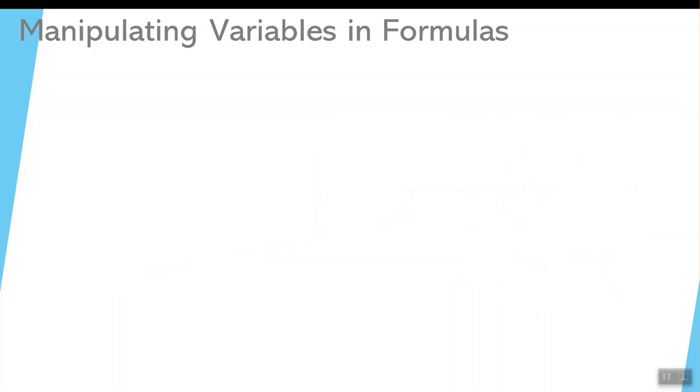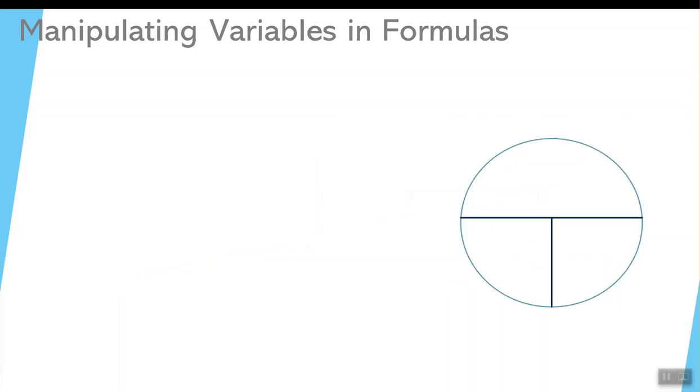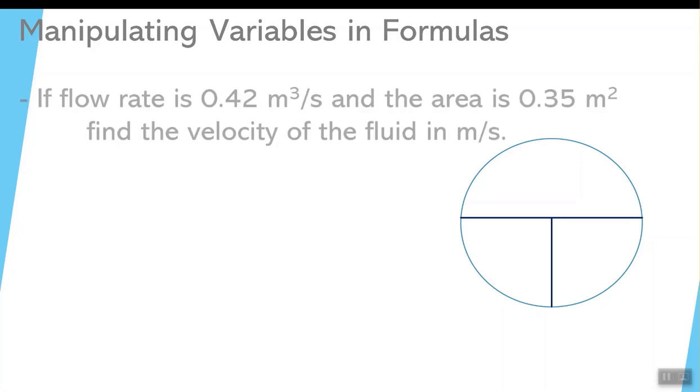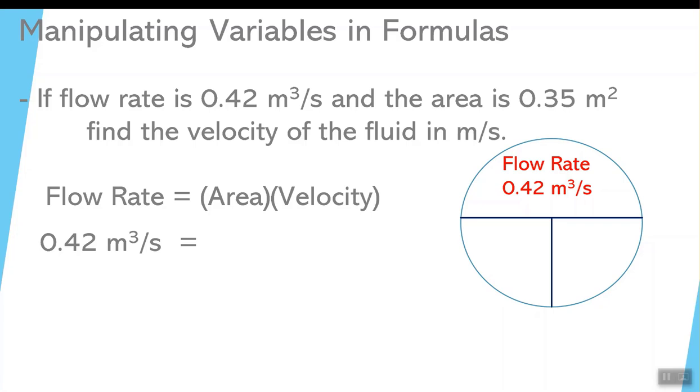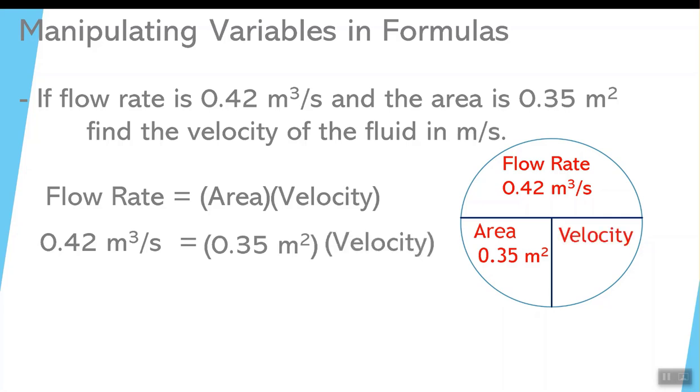So let's apply that same question that we had earlier. Let's apply it into this pie. So if flow rate is 0.42 meters cubed per second and the area is 0.35 meters squared, find the velocity. So again, we put the answer on the top. The flow rate is what the answer is supposed to be. And then we put in the area. Well, we know that one, 0.35 meters squared, and we don't know what the velocity is.